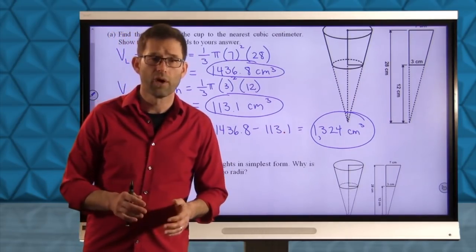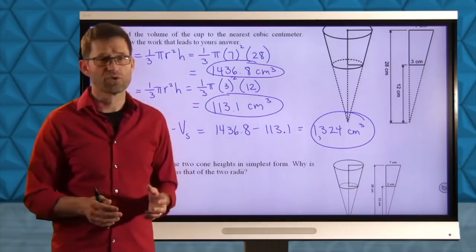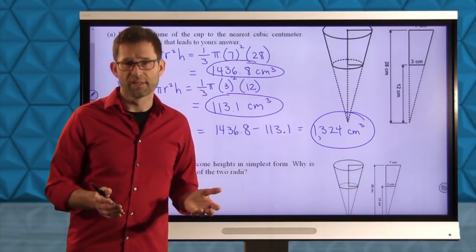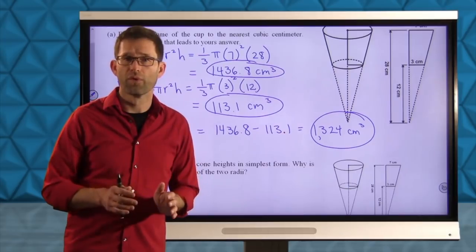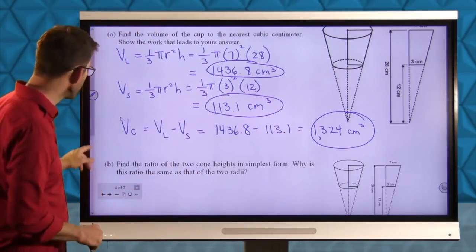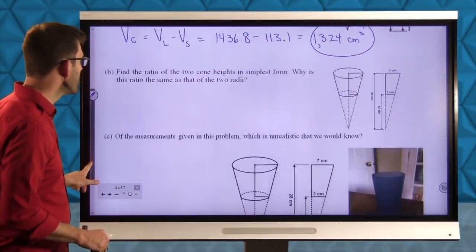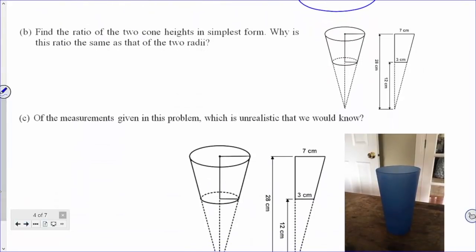We had 3 different volumes. We had to do a bunch of different conversions. Don't get scared by messy, right? That's just being careful with your work. All right, now, this is very important. Letter B asks us to find the ratio of the two cone heights in simplest form. I want to find the ratio of the 2 cone heights in simplest form.